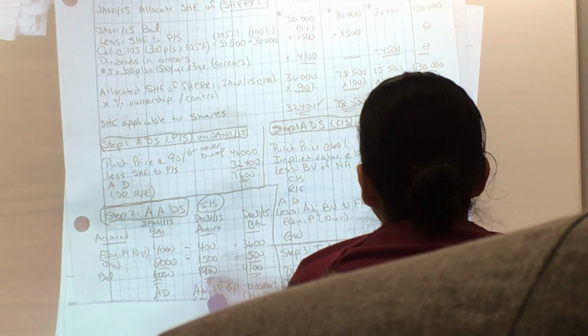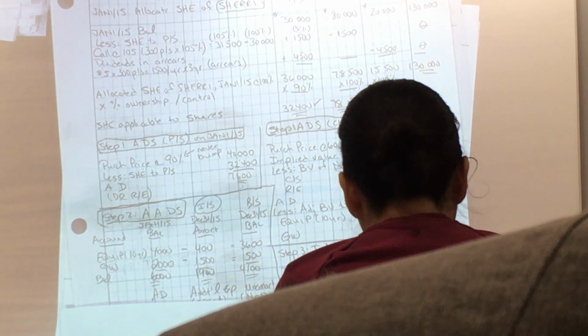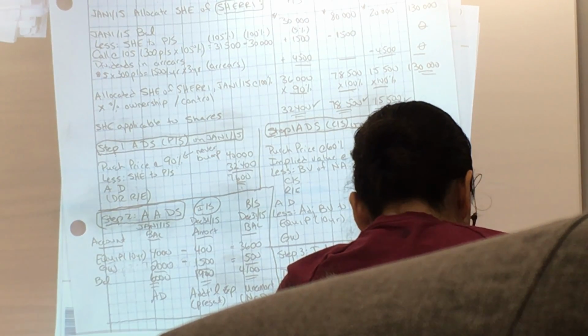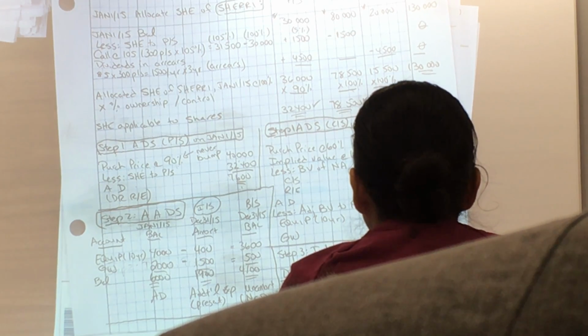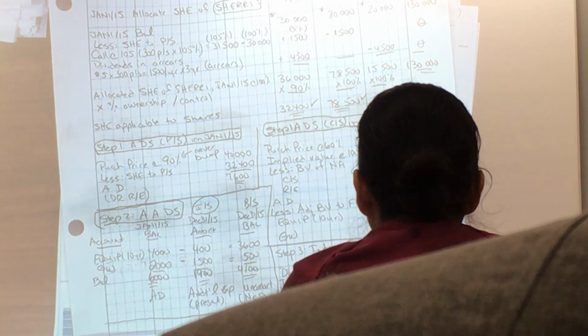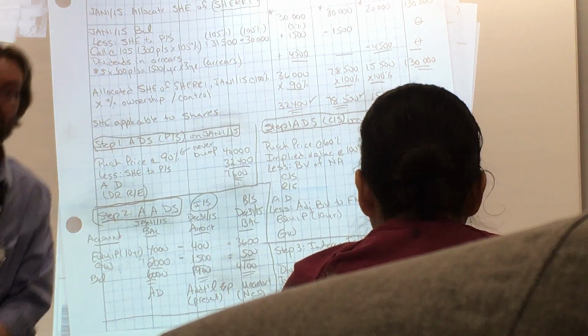So this is our income statement. The balance goes onto our balance sheet and in our NCI. Okay, so this is what we did last day. Then we went ahead and we did step 3. And step 3 is our intercompany transactions.